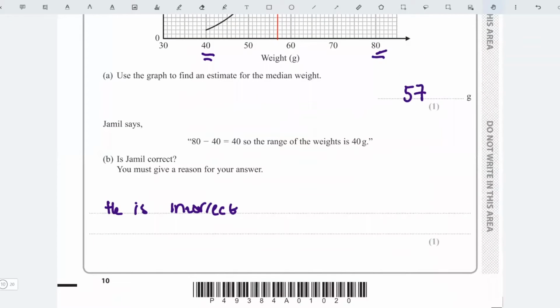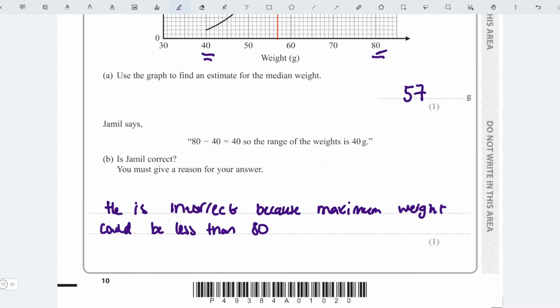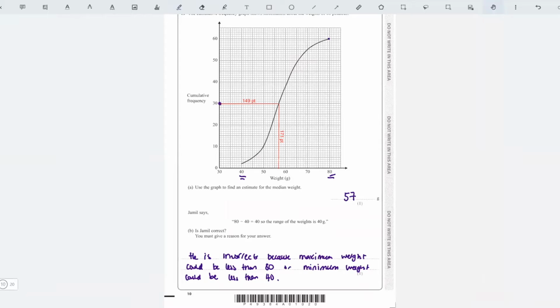So we can say, because the maximum weight could be less than 80, or the minimum weight also could be less than 40. Okay.